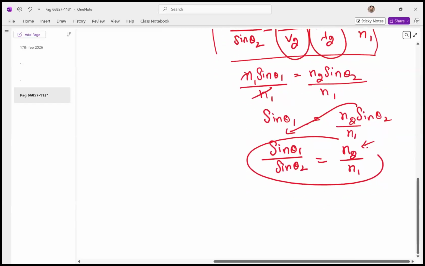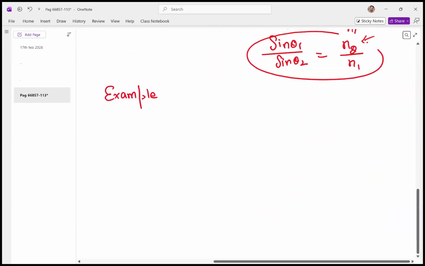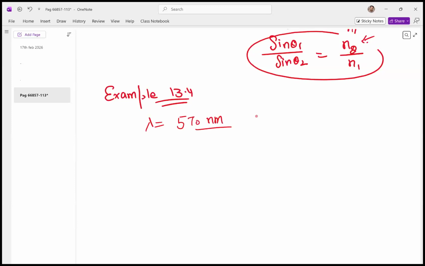All right, so now let's go to the example. Example 13.4, in which you are given a ray of yellow light with the wavelength lambda given to you as 570 nanometer. Nanometer means 10 to the power of -9. So now you can always ask me the question, hey, hang on, in the book it says 5.70 times 10 raised to power -7. Don't confuse yourself. I am saying 570 times 10 to the -9.